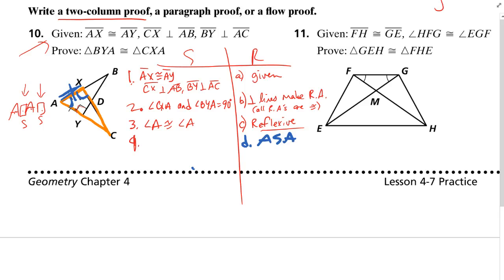Was that what we were expecting when I saw a right angle in this triangle? Maybe not. Maybe if you see right angles, you're always going to try and make an HL or LL triangle congruence theorem. But in this case, it wasn't the case. So let me write my triangle congruence theorem. Because my reason is ASA, that means I must have made a statement about congruent triangles. So here it is, triangle BYA congruent to triangle CXA.